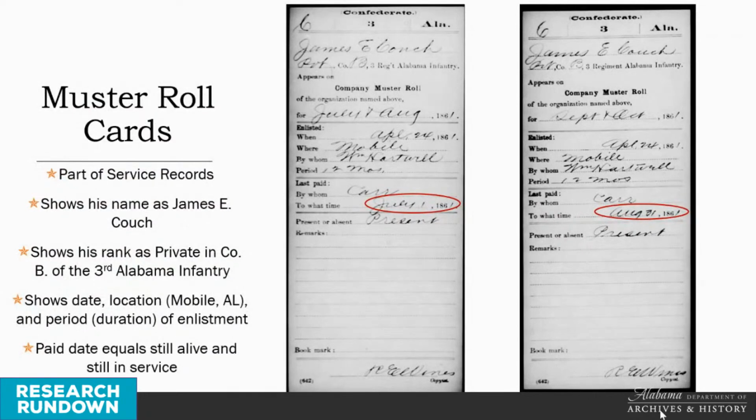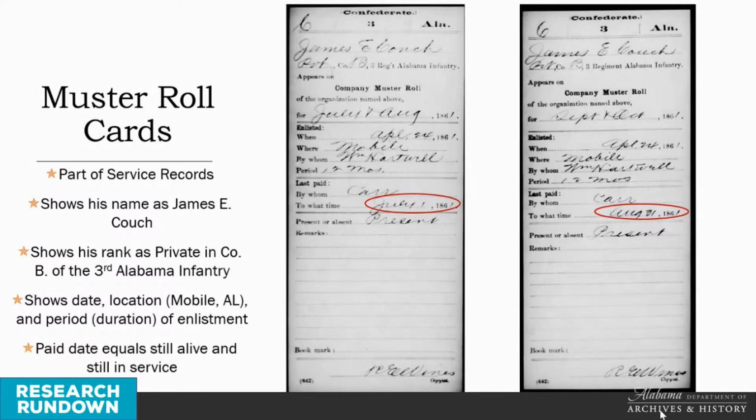Here are two examples of muster roll cards. These cards are part of service records files that exist on Fold3. These show the soldier's name as being James E. Couch and provide his rank, company, and regiment information as being a private in Company B of the 3rd Alabama Infantry. The records also show the date and location of his enlistment as being April 24, 1861, in Mobile, Alabama. The period, or duration of service, is stated as 12 months.